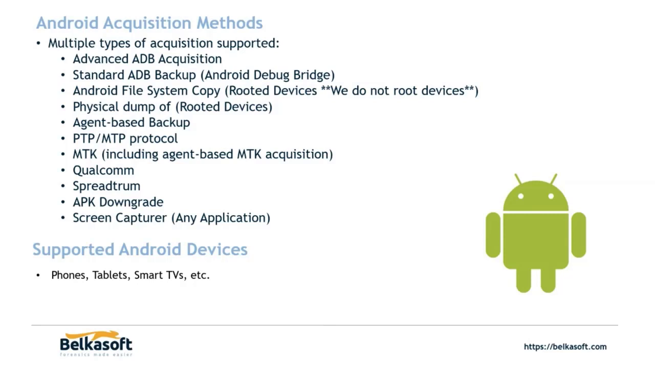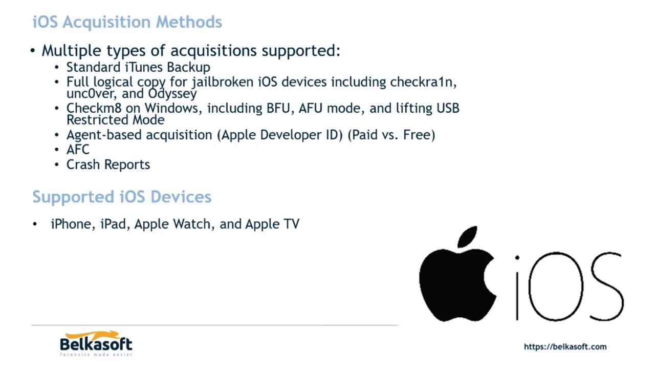Next, we move on to iOS acquisition methods. And this is going to be kind of like the bread and butter when it comes to Belkasoft X. So the standard iTunes backup only requires the latest iTunes version on your forensic workstation. A full logical copy for jailbroken iOS devices. Again, jailbreaking devices, we do not jailbreak devices, but we do support the acquisition of them. We support devices that are jailbroken with CheckRain, Unc0ver, and Odyssey, which is really the top 3 jailbreaks for the latest iOS models. One thing that sets us apart is our Checkm8 acquisition option on a Windows platform.